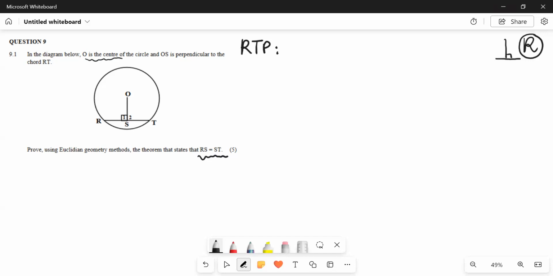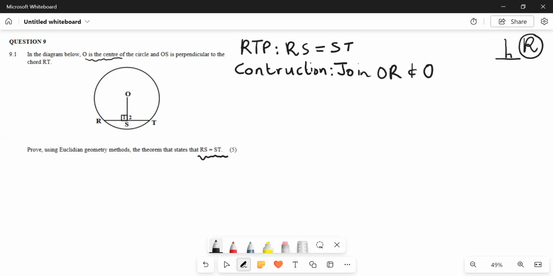But now if we can check one thing, we don't have our radius, right? We only have what? A chord. Remember I said when I see the term center, I think of a radius, right? So now, let's construct. So on our construction, we need to say join. Now we join O, R, as well as O, T.